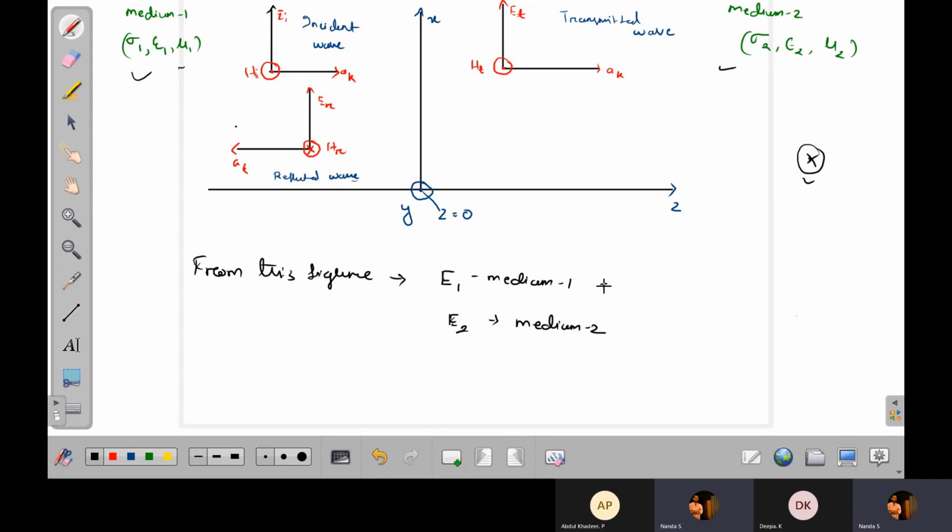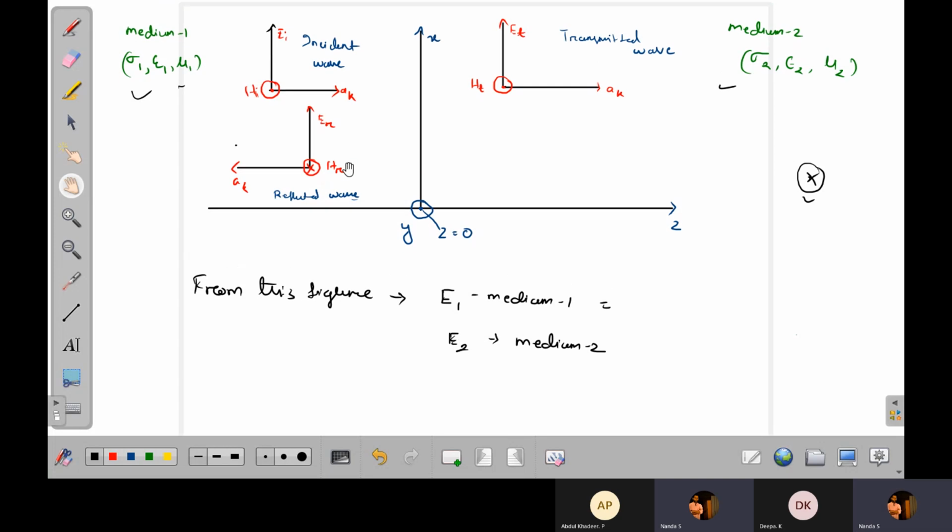Now what will this value be in medium 1? If you see what is happening, how many electric fields are there? One is the incident electric field, one is the reflected electric field. So I can write this as EI plus ER. And what is the medium 2 electric field? Only the transmitted electric field is there. So I can write this as only ET.